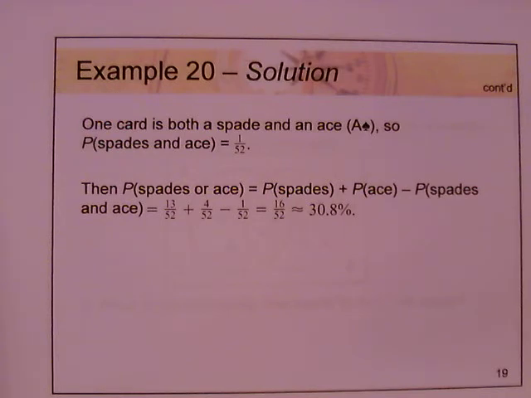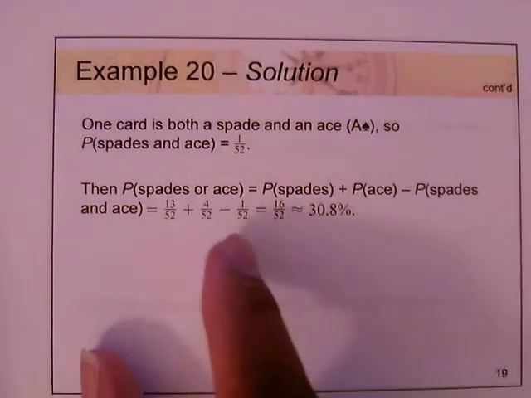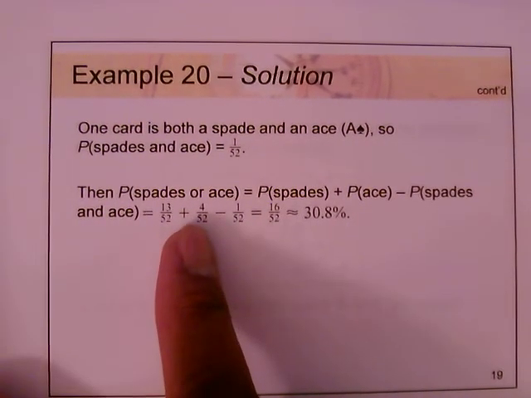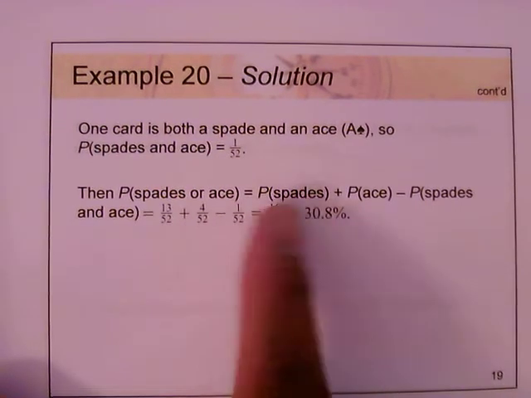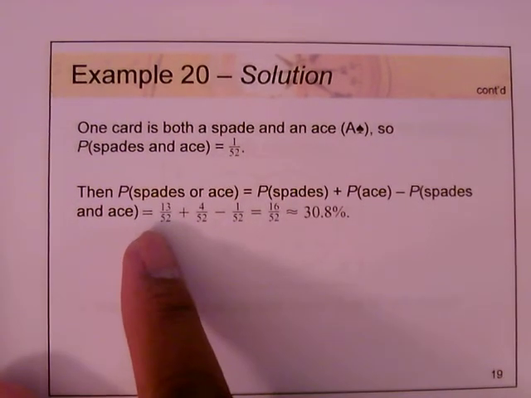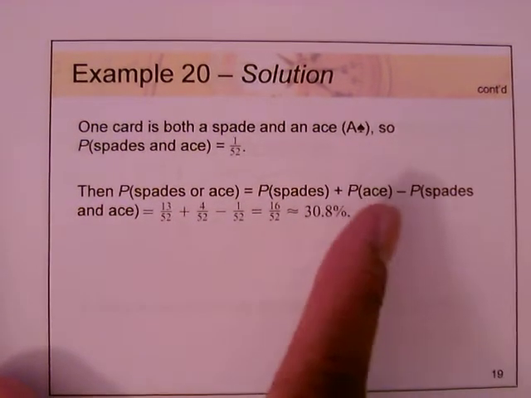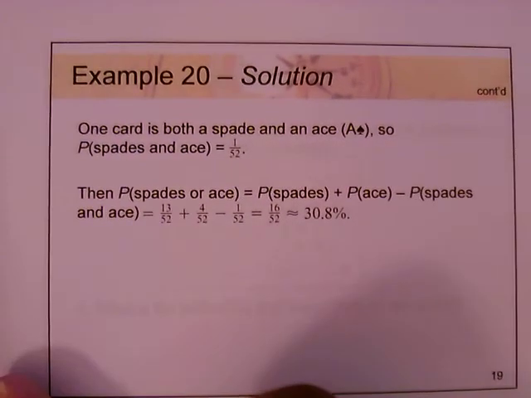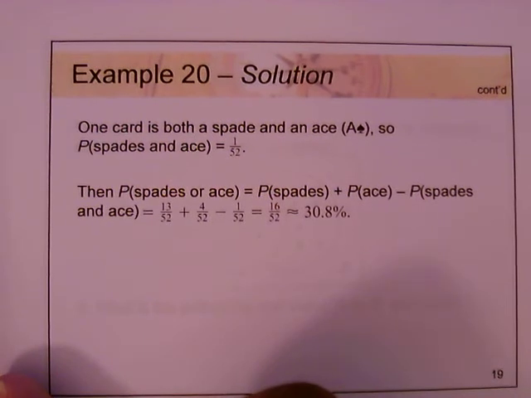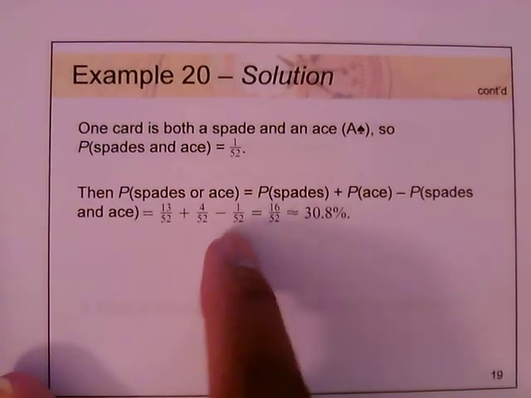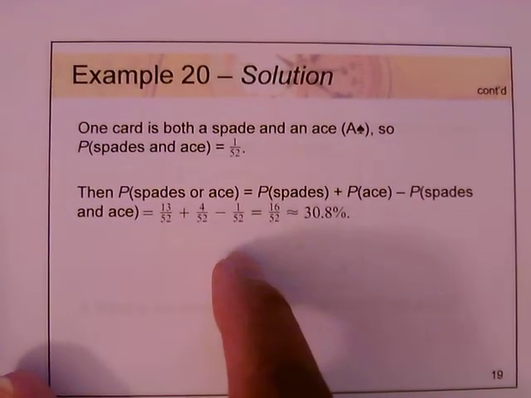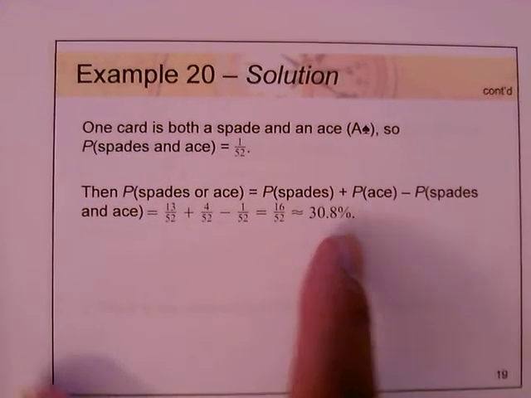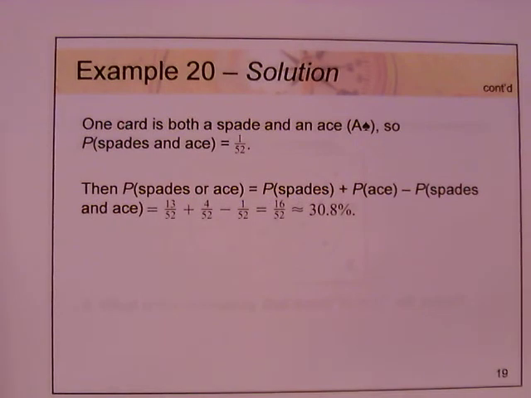Okay, so that's the other formula that we have to use for non-mutually exclusive events here. So the probability of drawing a spade would be 13 out of 52, plus the probability of drawing an ace would be 4 over 52, minus the probability of drawing a spade and an ace, which is that ace of spade, 1 over 52. And that's equal to 16 over 52. Now if we convert that to a percent, it'll be approximately 30.8%.